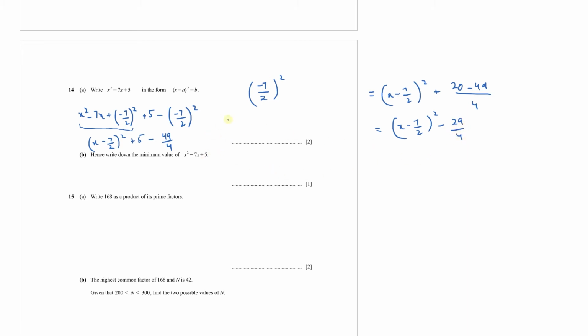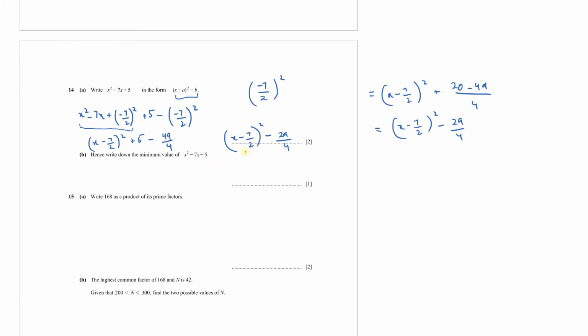So now this is your final answer: x minus 7 over 2 whole square minus 29 by 4. So you've written it in the form that you were asked in the question. Part B is hence write down the minimum value of x square minus 7x plus 5.